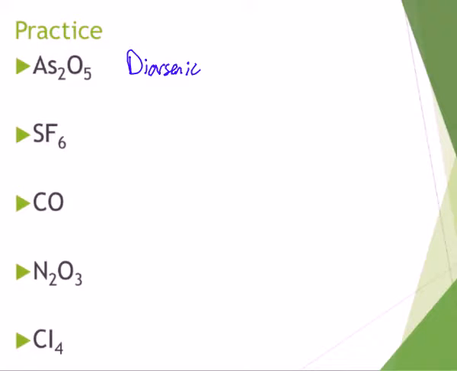Notice, guys, did we change the ending of that first one? No, the first element's name stays intact. Diarsenic, and then what's our prefix going to be for the 5? Pent, and it's going to be pentoxide. Diarsenic pentoxide. Pretty easy, right?